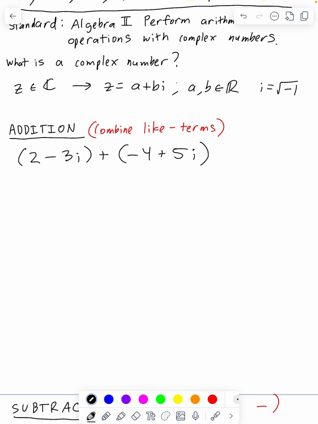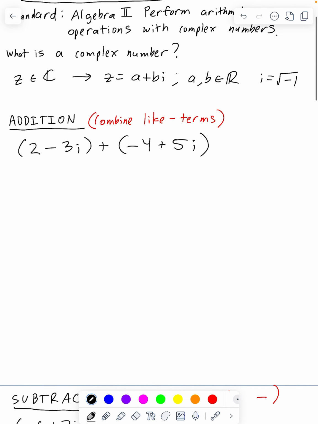So let's do addition of complex numbers. Now addition, the main thing I wrote here was combine like terms, because that's basically just what we're going to be doing. We have two real parts, and we have two imaginary parts, and they're like terms, so we can just combine them. I'll rewrite this without the parentheses, so this will turn into 2 minus 3i plus minus 4 plus 5i. Now I'm going to group together the like terms, so we'll have 2 minus 4 for the real part, then we'll have negative 3i plus 5i for the imaginary part. Now we're just going to combine them and simplify either the constants or the coefficients.